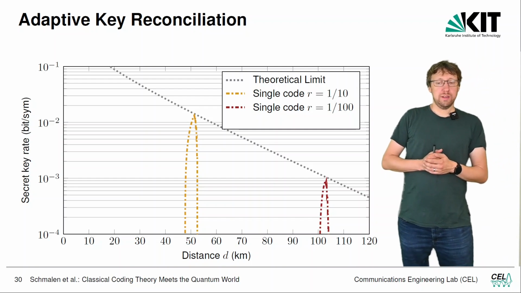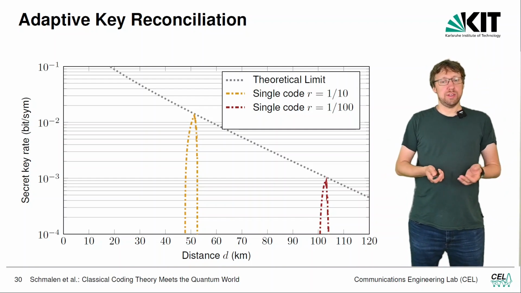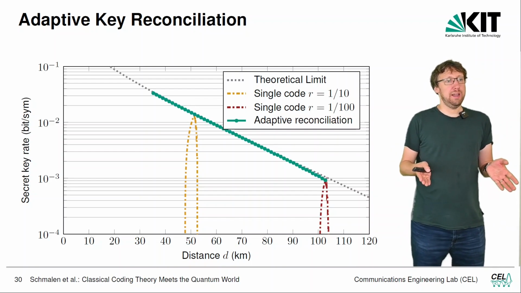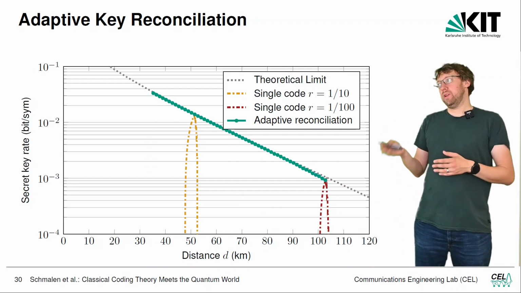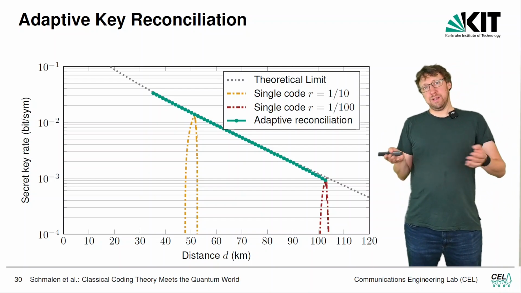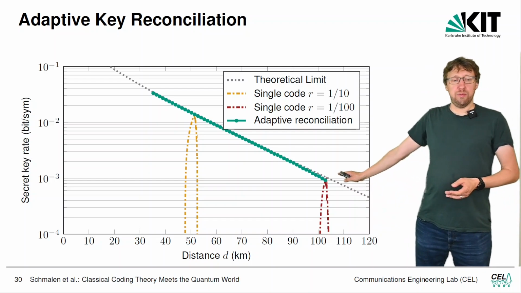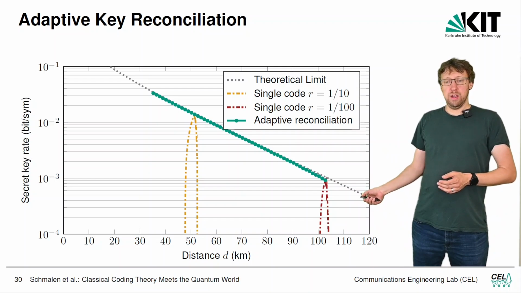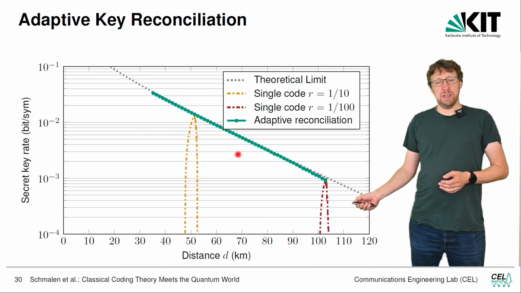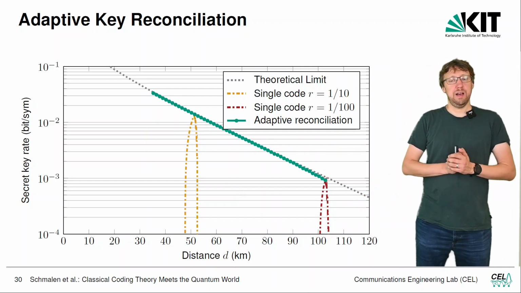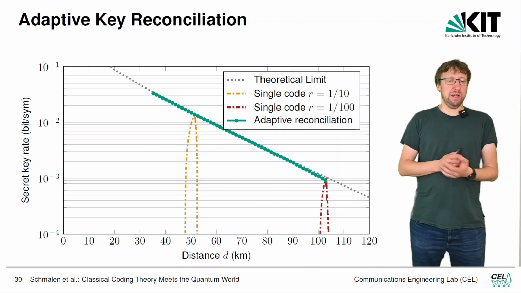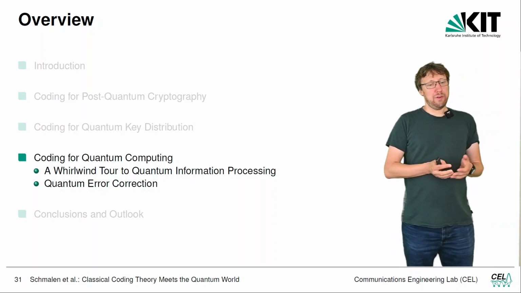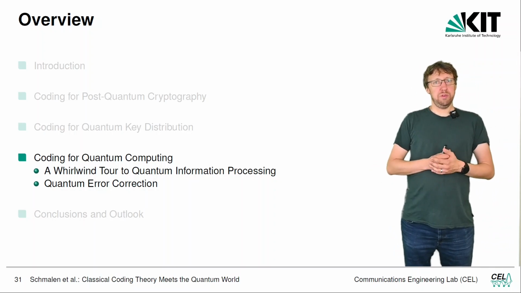Okay, so what can we do? We can introduce an adaptive key reconciliation scheme, and with adaptive key reconciliation schemes, which are very similar to the rate adaptivity that we use, for instance, in 5G, we can operate very, very closely to the theoretical limit. So we can follow the theoretical limit very, very closely. There is a small gap here, but that is not practically relevant. Okay, so this summarizes our efforts that we did for quantum key distribution.